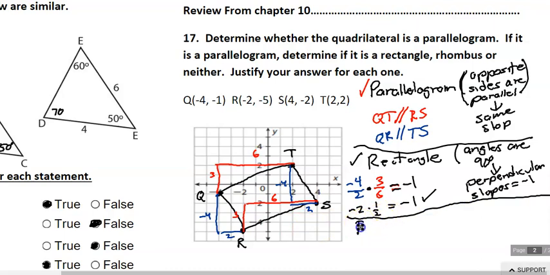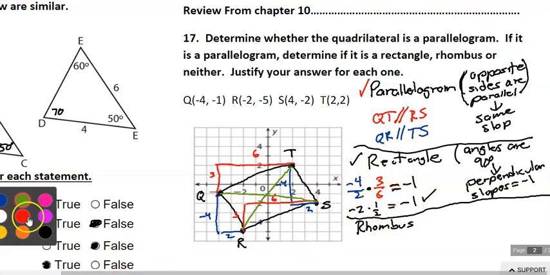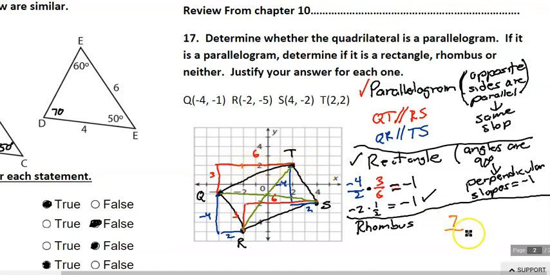Okay. Next, we're going to see if it's a rhombus. So for the rhombus, what we do is we check the diagonals to see if those are perpendicular. So I'm actually going to see if RT and QS are perpendicular. So find the slopes of each one of those and see if it passes the same test as the rectangle. Okay, so we're going to go up 1, 2, 3, 4, 5, 6, 7 over 1, 2, 3, 4 for that diagonal. And for this one, we're going to go down 1. To the right, 1, 2, 3, 4, 5, 6, 7, 8. So clearly, 7/4 times -1/8 does not equal -1 because nothing's going to be canceling out here. So no, it's not a rhombus. This is a parallelogram that is a rectangle.